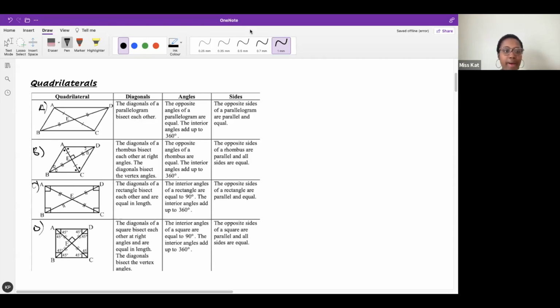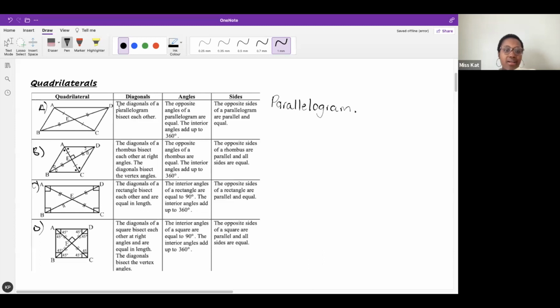What do we call that shape by A? A parallelogram. Okay, so here we are talking about a parallelogram. Beautiful. Okay, so all these properties that are listed under diagonals, angles, and sides for the first shape are applicable to a parallelogram. So let's look at the diagonals.